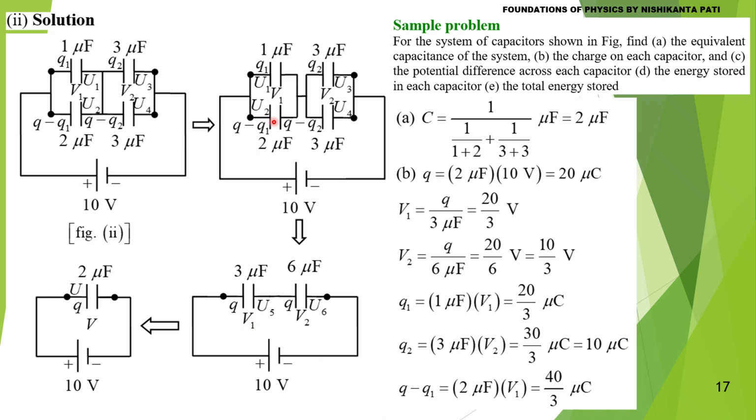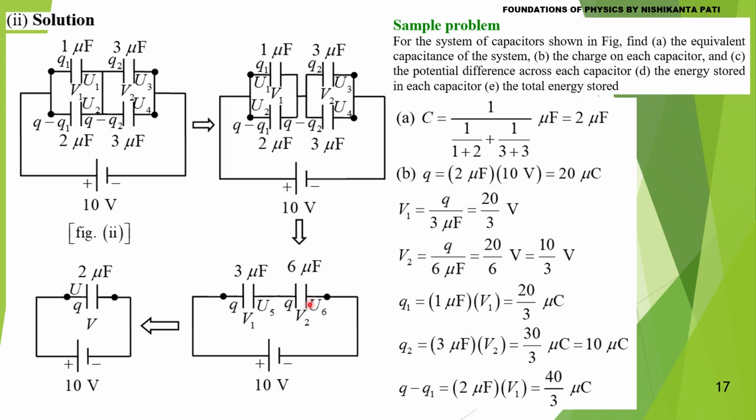V1 potential difference, same V1 potential difference between these two. V2 potential difference, same V2 potential difference between these two. V1, here also V1 between these two. V2, here also V2 between these two. These two capacitors charge Q. So this total charge is now Q. This total charge is also Q. That is why if Q2 is here, then here will be Q minus Q2. If Q1 is here, then here will be Q minus Q1.